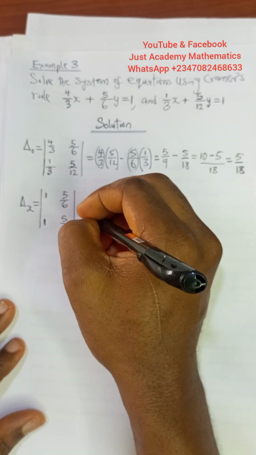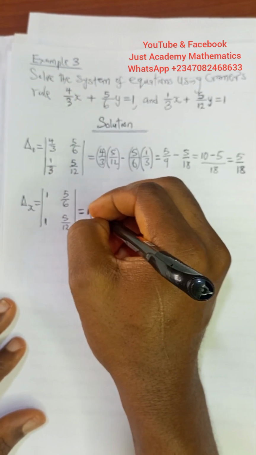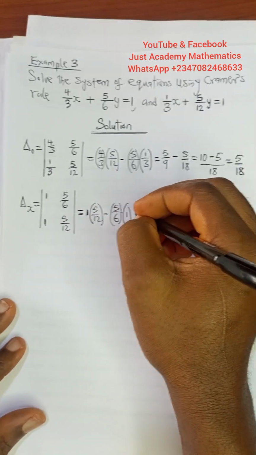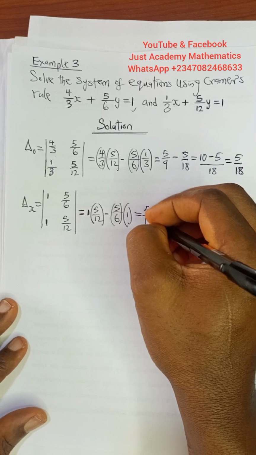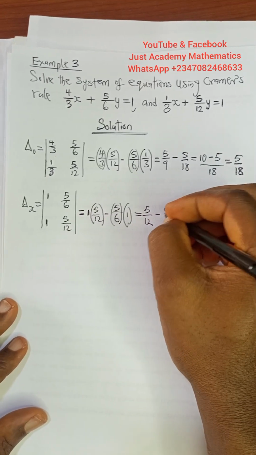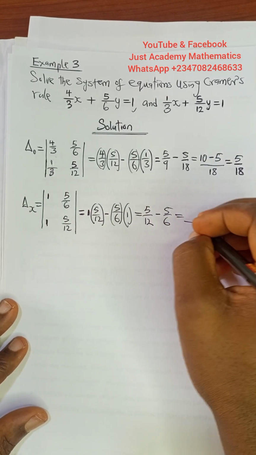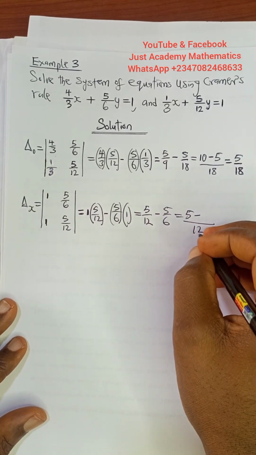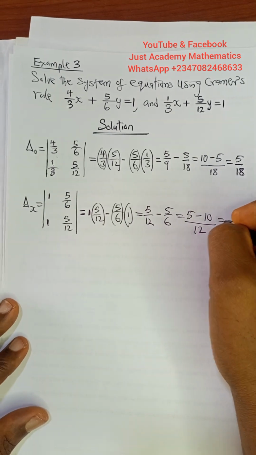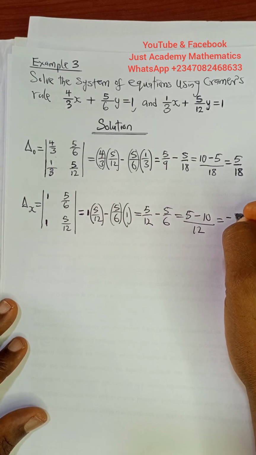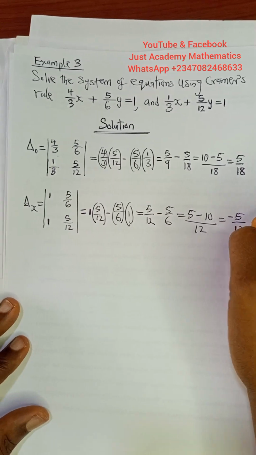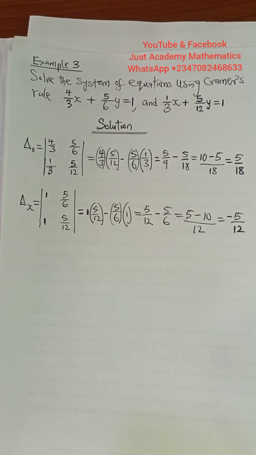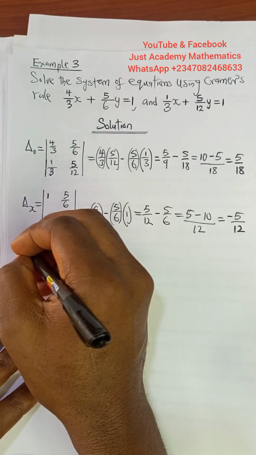What is the determinant? Determinant is 1 times 5 over 12 minus 5 over 6 times 1. Of course, this will give us 5 over 12 minus 5 over 6. If we find the LCM, we will get 12. 12 into 12, 1 times 5, 5. 6 into 12, 2 times 5, 10. So what do we have here? We have minus 5 over 12. So that is the value of changing x.